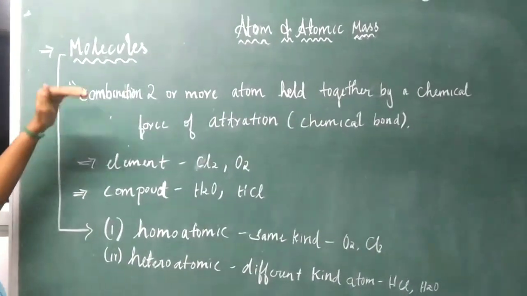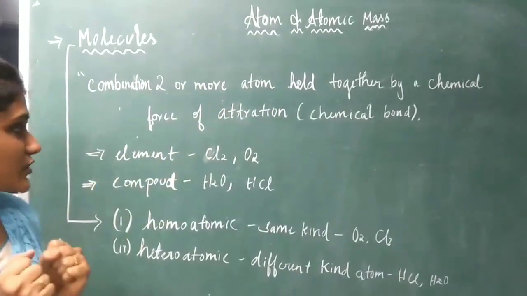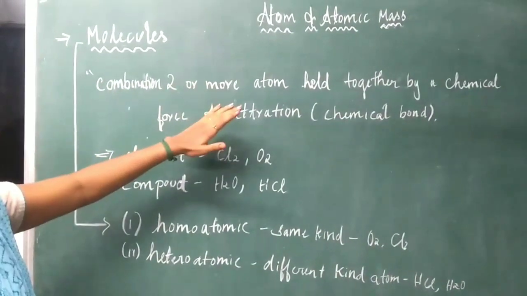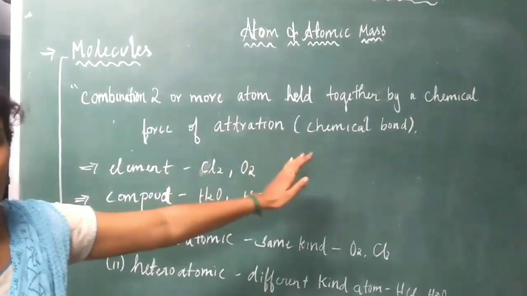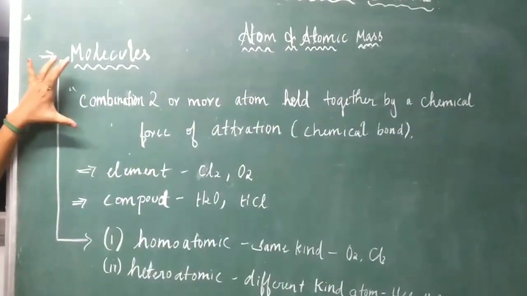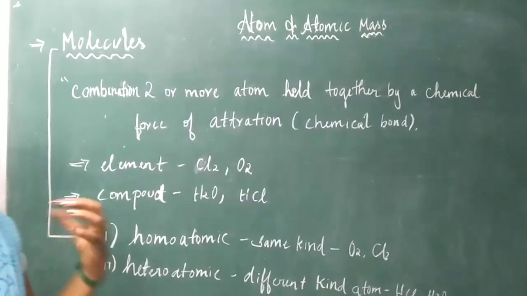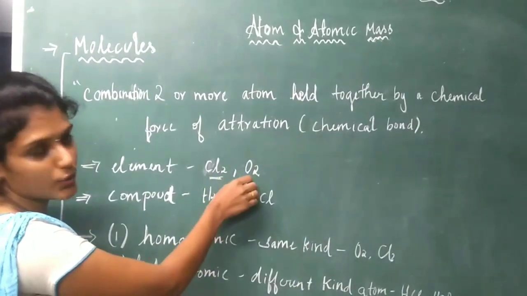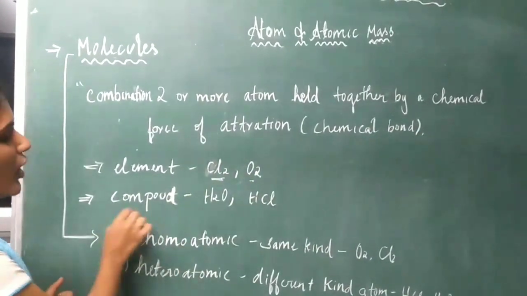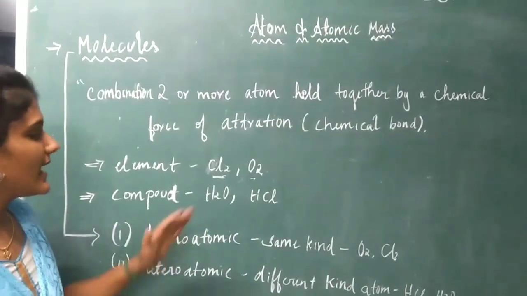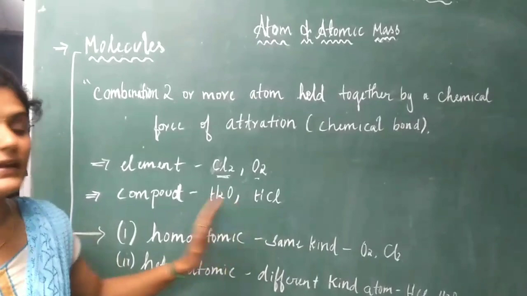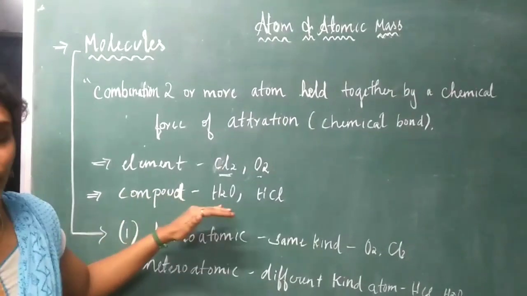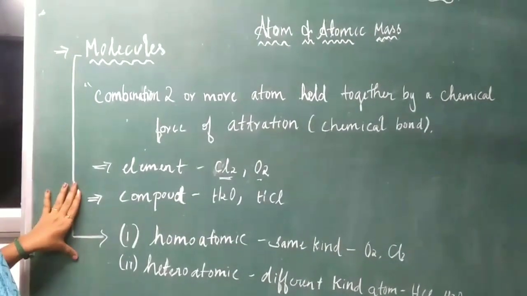So the combination of two or more atoms held together by a strong chemical force of attraction, that is known as a chemical bond. The combination of two or more atoms held together by a strong chemical force of attraction is known as a molecule. That is the definition for molecule. The combination may be either an element form or a compound form. Either two Cl may be combined together, or two O of the same kind, or it may be a compound like H2O, where H is a different element and O is a different element. If they are combined together by a chemical force of attraction, then they are called a compound.